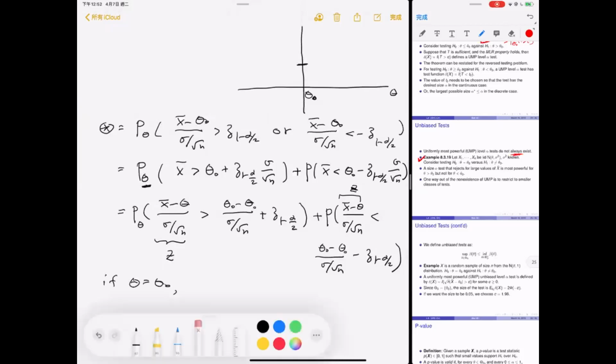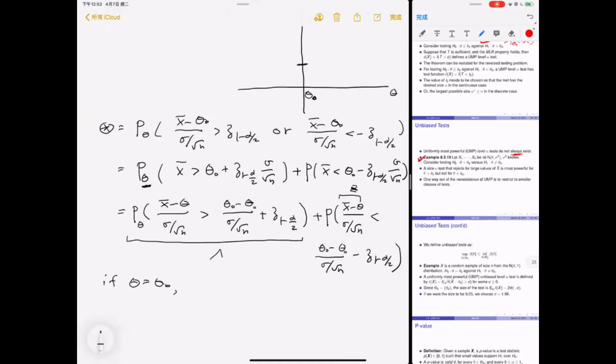So let me write it here. Say this is A and this is B. If I plug in theta naught right here, let me take that out first. Take that first.